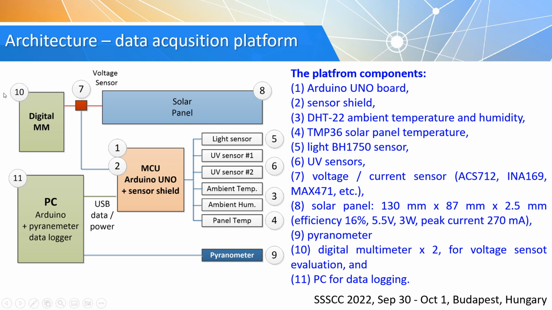Of course, we have also here a digital multimeter. Its role is to be used for checking the accuracy of the voltage sensor, and this digital multimeter is also connected to the PC with a USB cable, as is the Arduino. The PC is used for collecting data from the digital multimeter, from Arduino, and from the pyranometer, and to log the data on the disk.